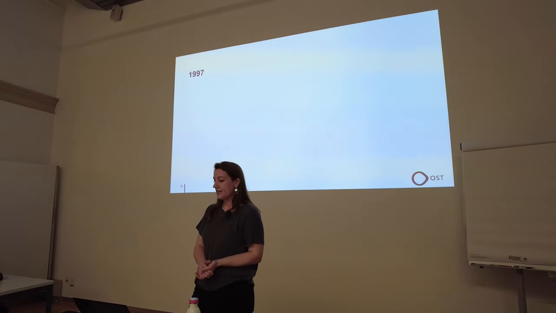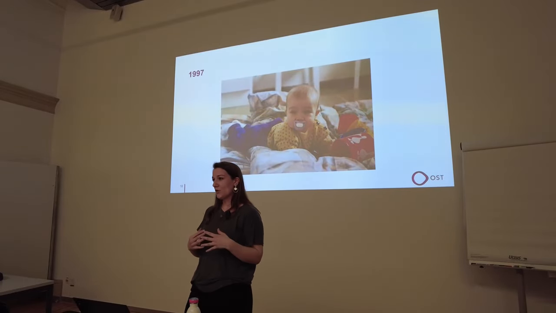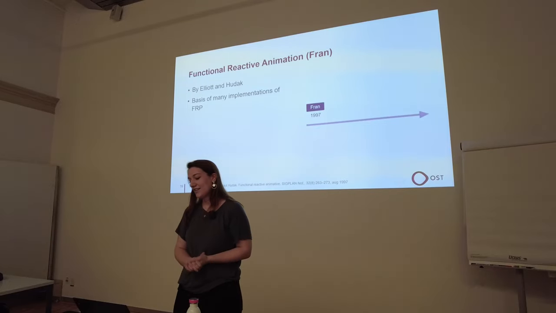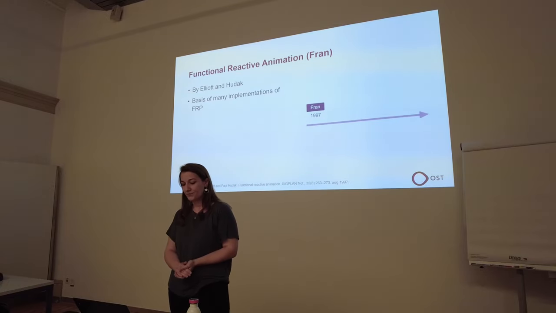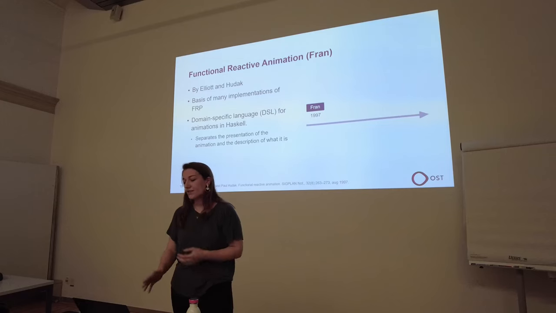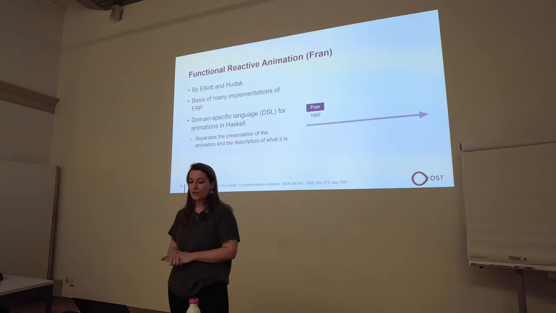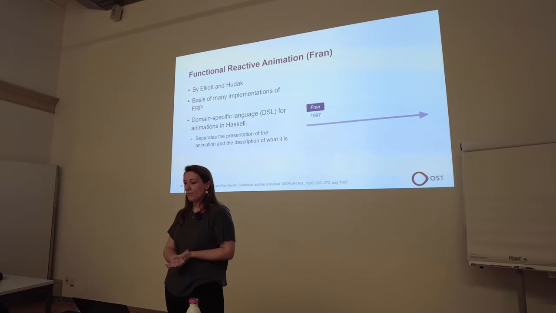It starts in 1997, where two important events took place that are relevant for this talk today. The first is my birth, and the second is the publication of Functional Reactive Animation by Elliott and Hudak. Functional Reactive Animation is the basis of many implementations of FRP. It's a domain-specific language in Haskell, which is used for animations, and it enables you to separate the presentation of an animation and the description of what the animation is. You will see that later in my project.